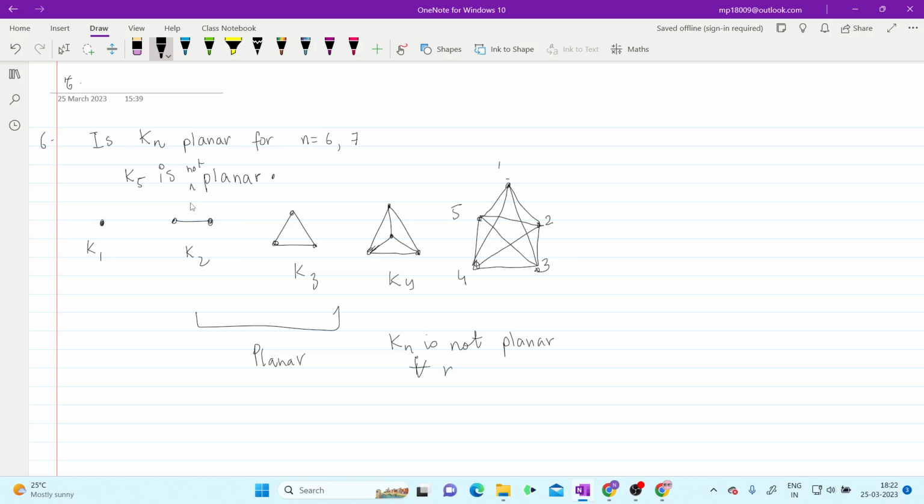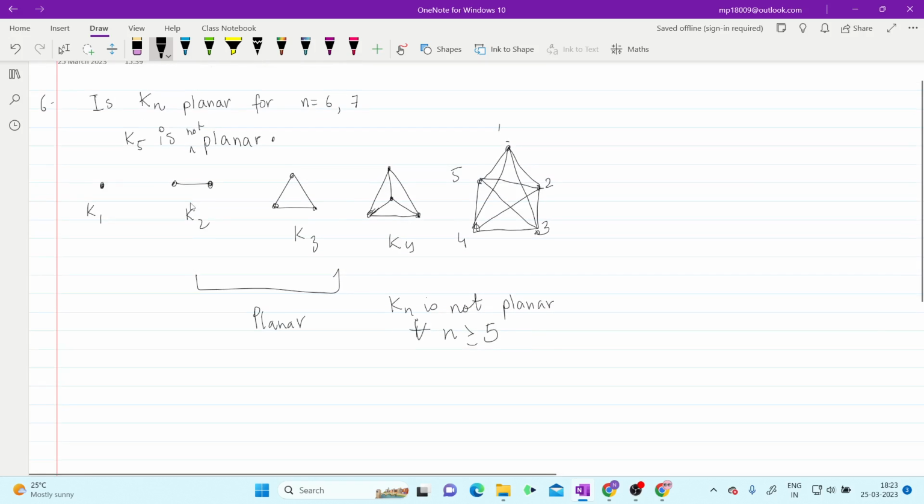I think Kn where n is greater than or equal to 6 contains a subgraph K5. Yes, you are right. So a subgraph of any planar graph is planar, and all the higher complete graphs contain K5.